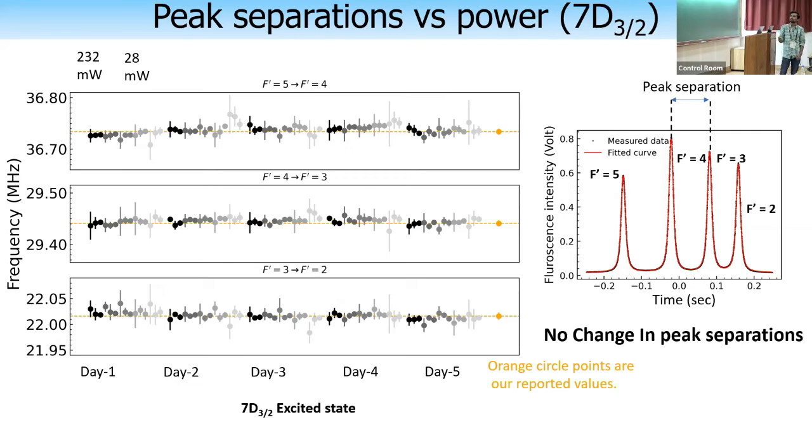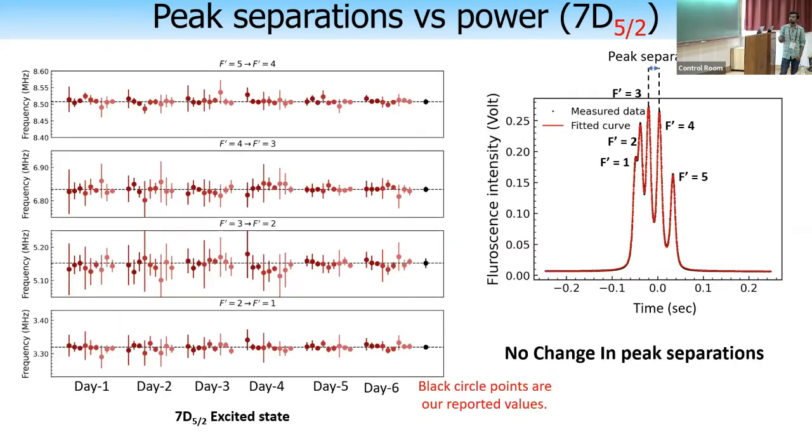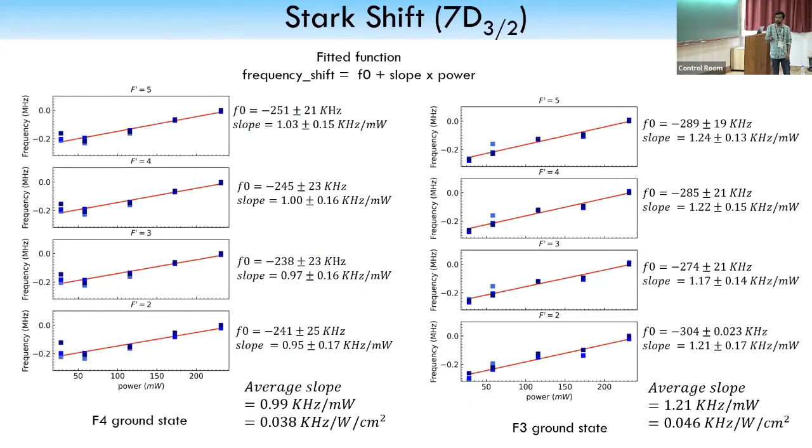This is for the 7³P₃ excited states, and similarly we have seen the same laser-power dependence for the 7⁵P excited states. Here also we don't see any very big change in the peak separations. But what we observe is that the absolute position of each of these transitions changes as we change the laser power, and we are expecting that this shift should be linear in power because it is a Stark shift.